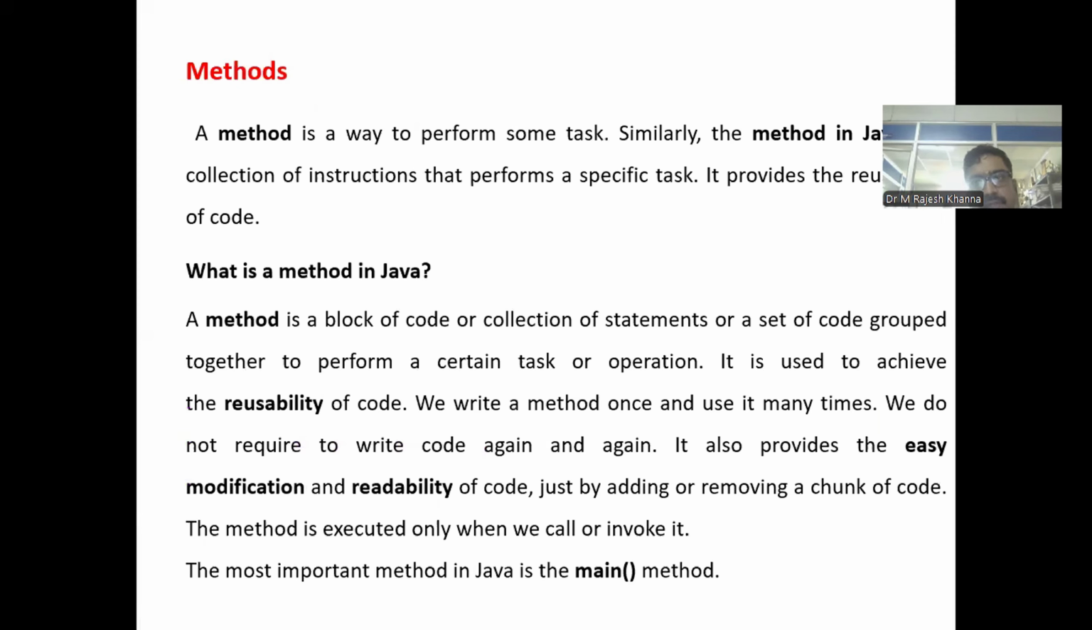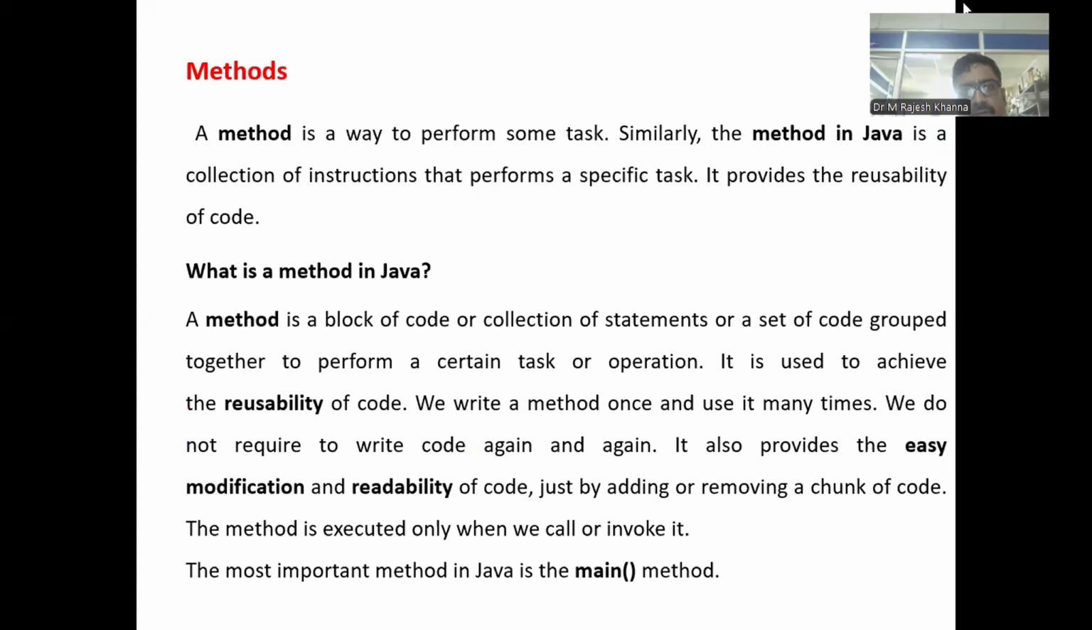Next is a method. Method is a very important point because in Java, it contains instructions that perform specific tasks and provide reusable code. If you want to perform some task, we need to use a method. A method is a block of code or a collection of statements. You can group a number of statements, and if you want to perform an operation, we can create a method. Inside it you can give a number of statements, and different operations can be done in that one.